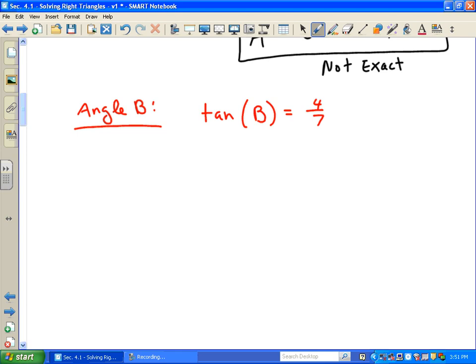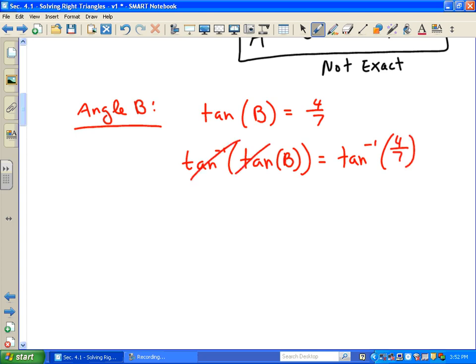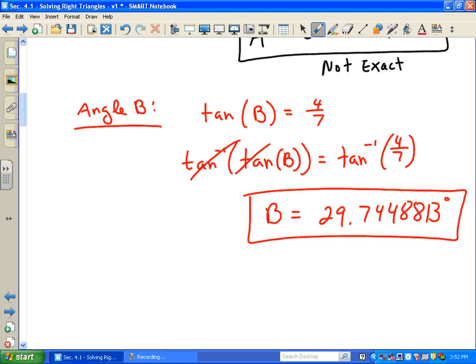Okay, that being the case here, we could take the inverse, tan inverse of tangent of B, tan inverse of this number. This we know just cancels, we're left with B, and then take the inverse to find your angle. And so on this particular one, you'll end up with 29.744881 degrees. And that would be the last missing angle. This concludes this lesson on solving right triangles.